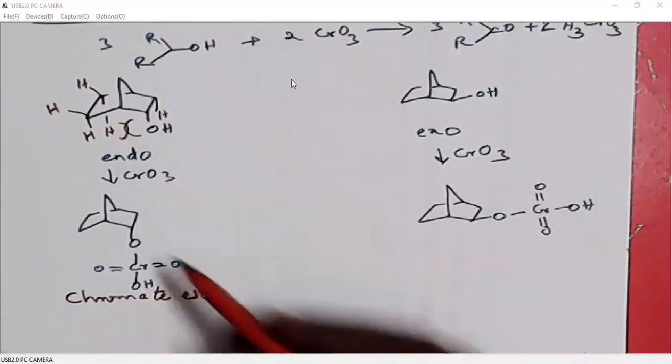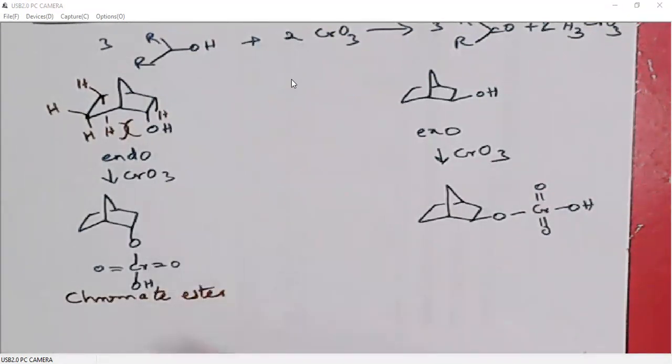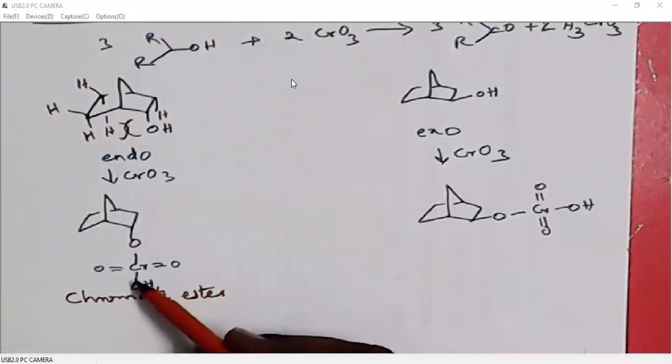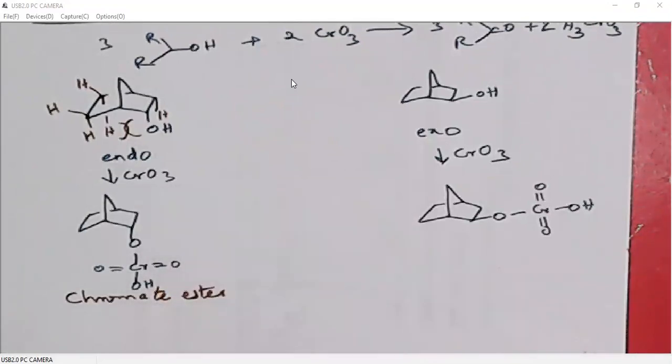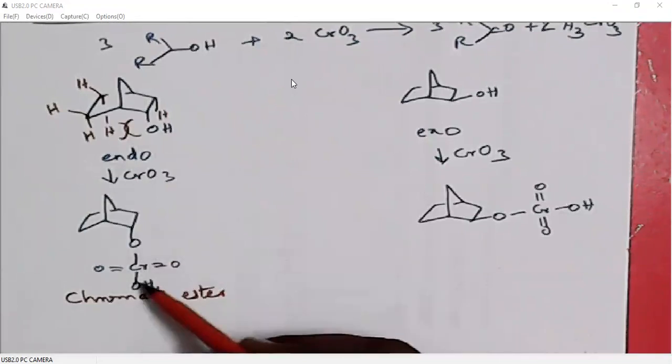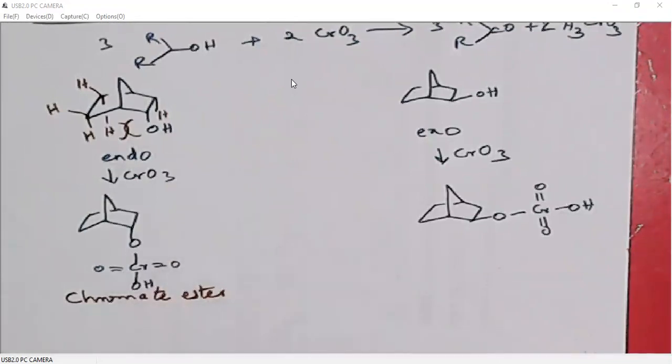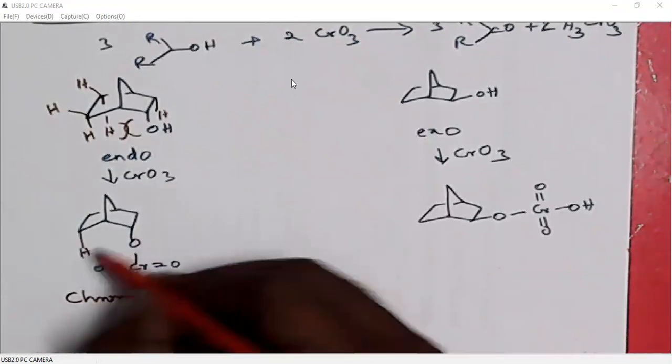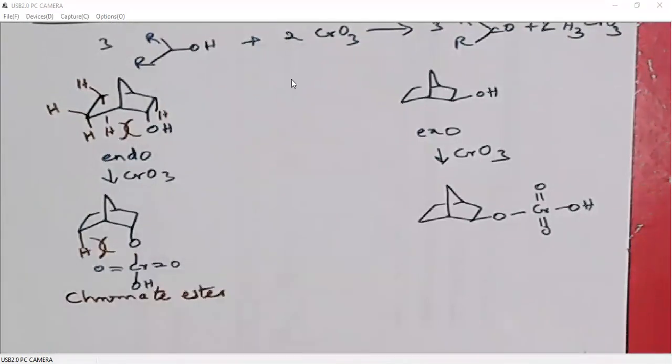Once it forms a chromate ester, of course, chromate ester formation is difficult. Why? Because the chromate ester has to form in the endo form, where we will observe steric crowding. So that means this chromate ester is unstable.